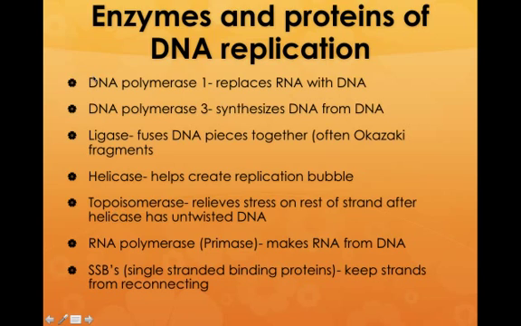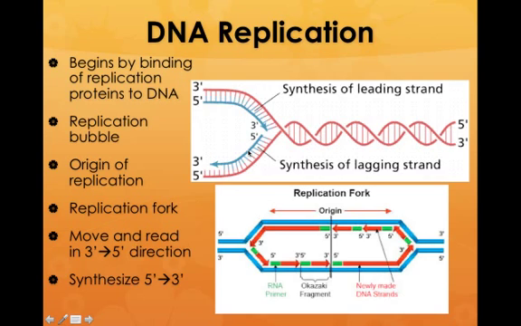The enzymes used in replication are DNA polymerase 1, DNA polymerase 3, DNA ligase, helicase, topoisomerase, RNA polymerase, also known as primase, and single-stranded binding proteins. Most of these proteins are enzymes, except the single-stranded binding proteins, which are not. These are essential for your understanding of the process of DNA replication.